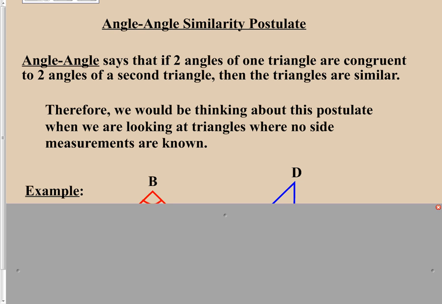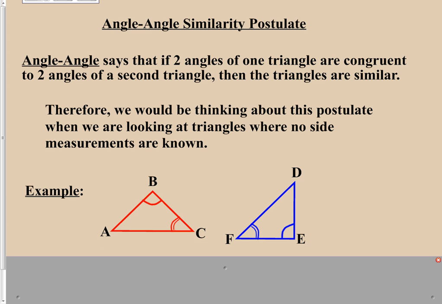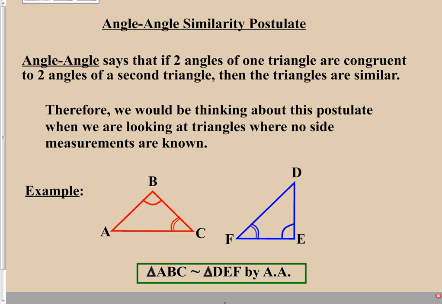So a possible generic example might look like this. We have two triangles. Obviously, we have two angles that are congruent. We can tell that by the angle congruency marks there. And if you can find that in a situation where you have two triangles, where you got two angles that are congruent from one triangle to the other, then we would be able to establish that, yes, triangle ABC is similar to triangle DEF by angle-angle.